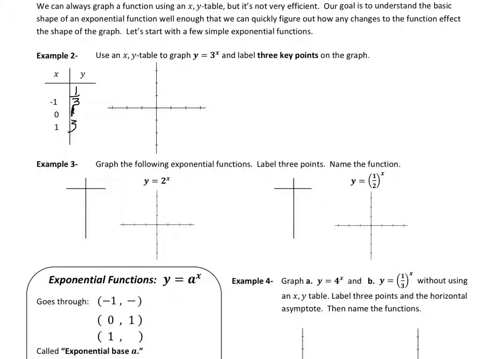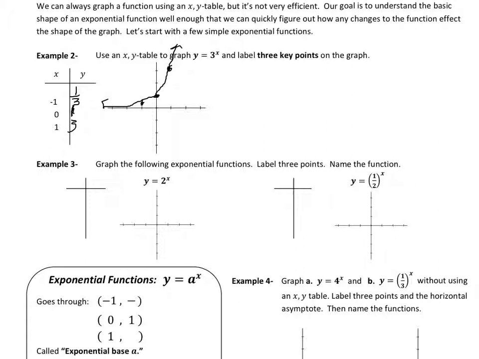Okay, let's plot those points. All right, so we're at -1 and 1/3. We're at 0 and 1, and we're at 1 and 3. So our graph is going to look something like this right here. And that's an exponential graph, and that's the general form of exponentials.